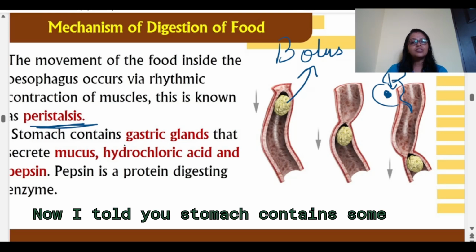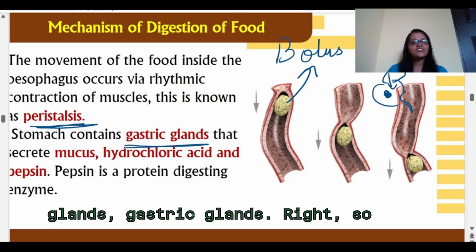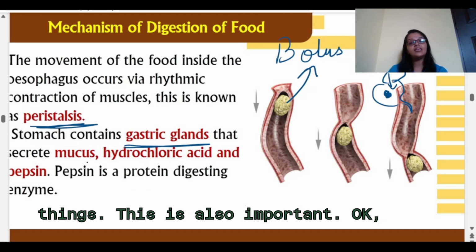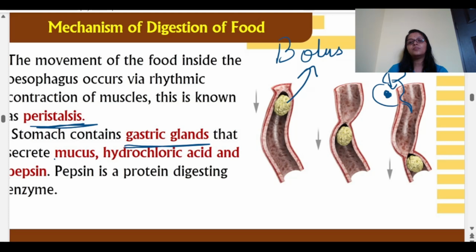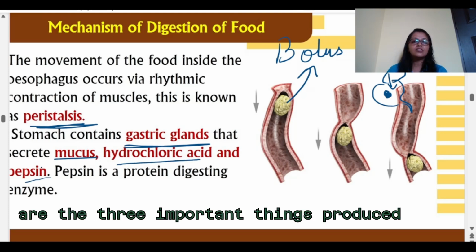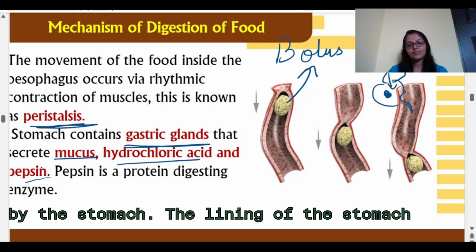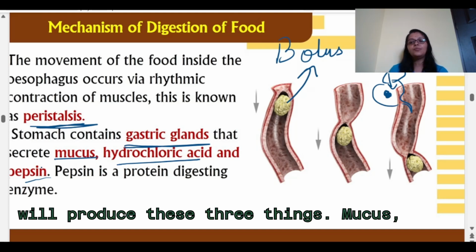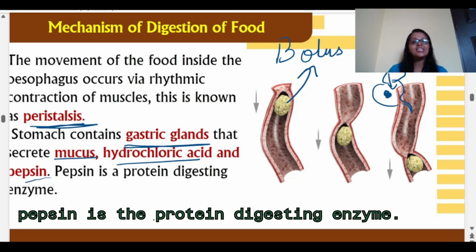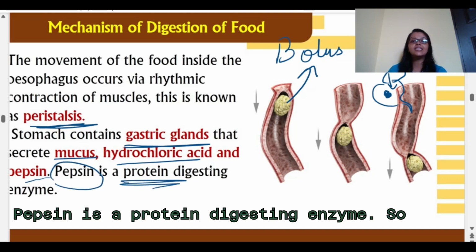Now, I told you the stomach contains some glands, gastric glands. Right? So gastric glands are producing 3 important things. This is also important, okay? Mucus, HCl and pepsin. These are the 3 important things produced by the stomach. The lining of the stomach will produce these 3 things. Mucus, HCl, pepsin. Out of all these 3, pepsin is the protein digesting enzyme.